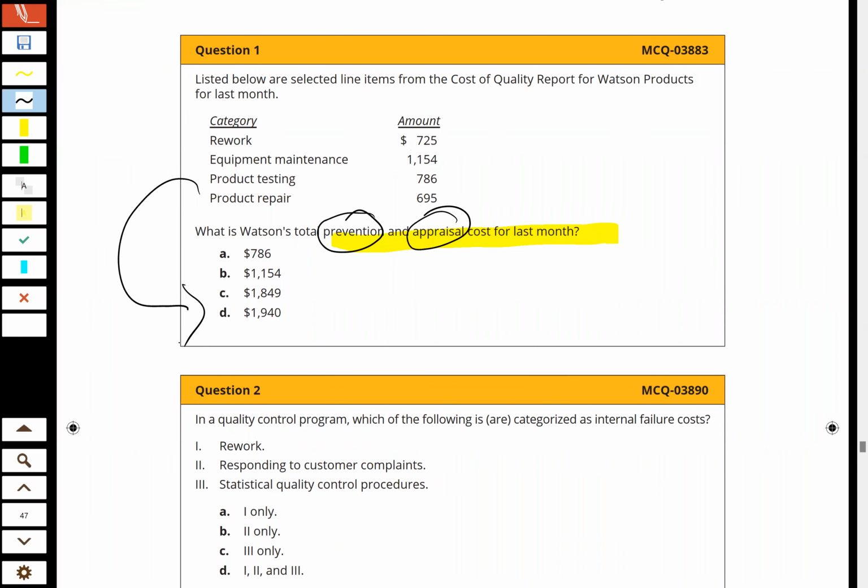Well, isn't D only the sum of equipment maintenance and product testing? D is just equipment maintenance plus product testing. It's only the 1,154 plus 786. You mean C? No, D. Oh, is it? Yeah, so it is just prevention, because product repair would fall under the internal and external failures, wouldn't it? Oh, right. Okay. Sorry, guys.